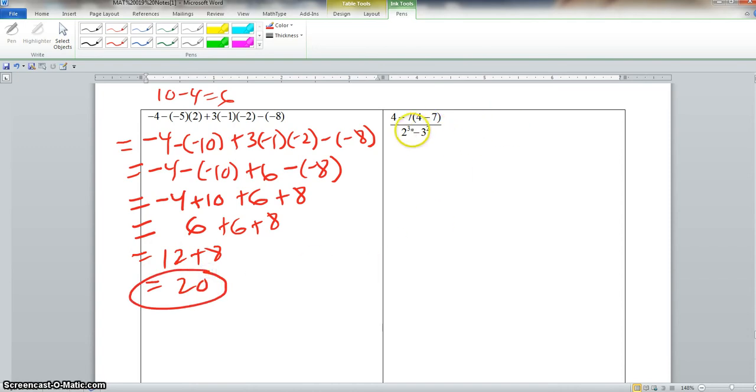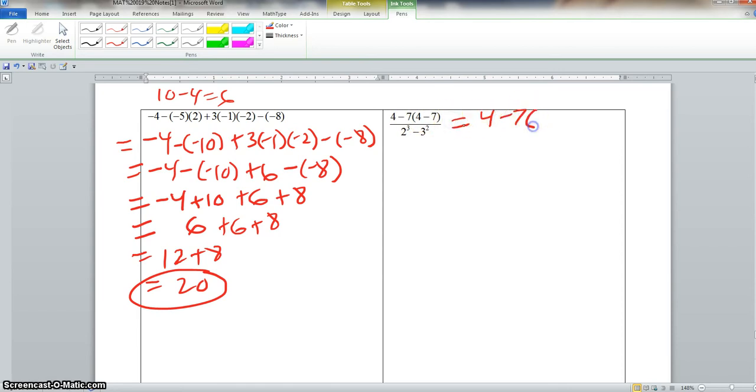Now we go here to our next problem. We have a division problem here. It looks like a fraction, which it is, but it is also division. So we know we would do the top first and the bottom second. So we'll do the numerator, then the denominator. So we look here, we have a parenthesis. We would do that first.